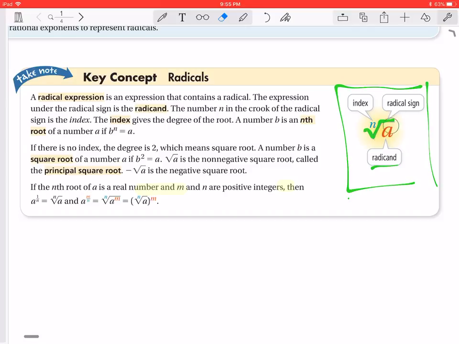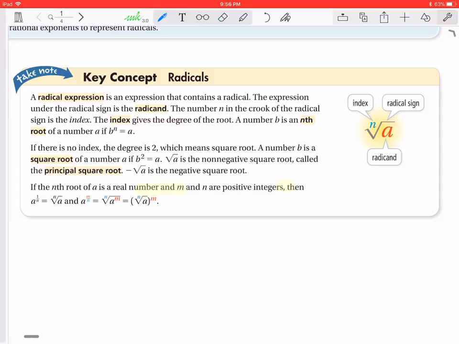Now, if you look at this little picture here, I have a value that's in the little crook of this radical sign. That n value, that n term, the nth root, is called the index of our radical. So the index gives the degree of the root. That means it could be the cube root, the square root, the fourth root, whatever nth root of that number a, the number underneath the radical sign, if b to that nth power is equal to the a value.